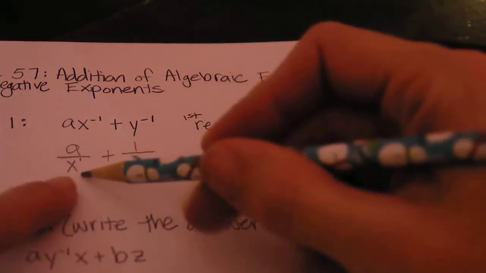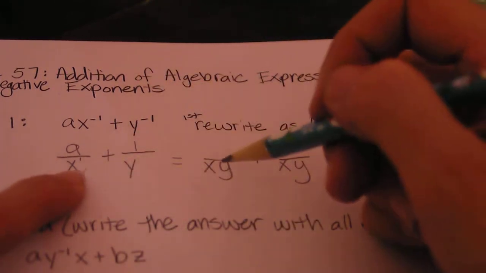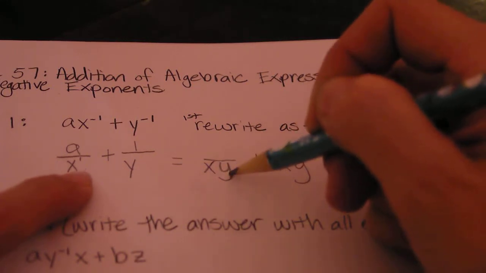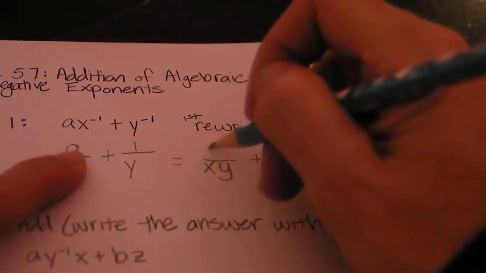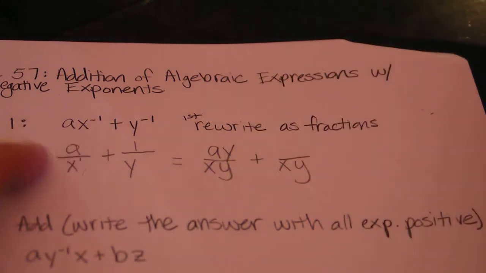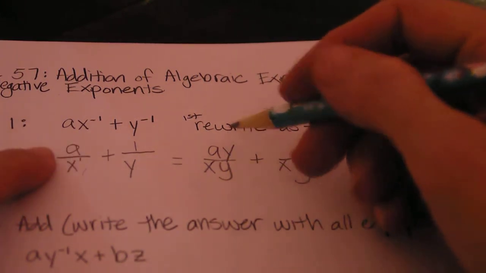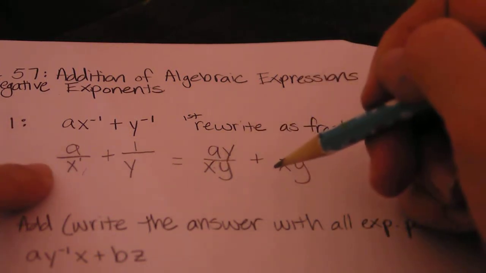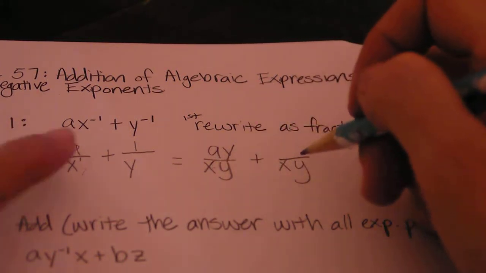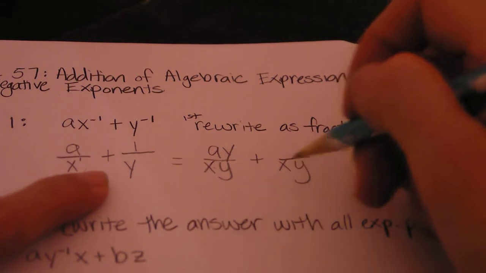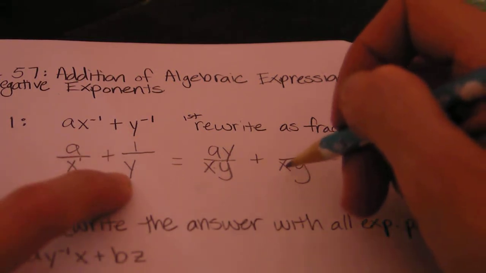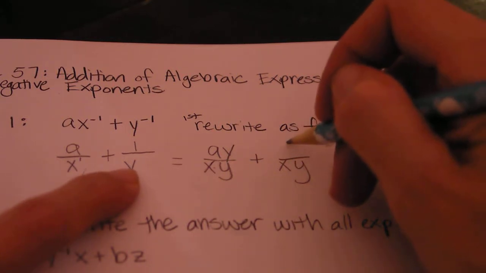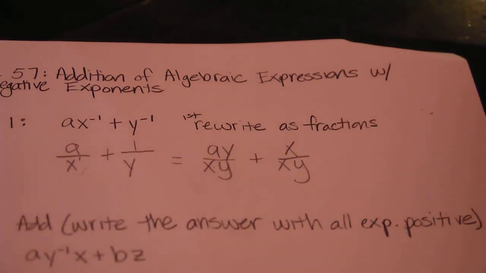So we look at a over x. What did x have to multiply to be xy? It had to multiply by a y. So we have to multiply the top by a y too. As you notice, if we reduced or simplified this, it would be back to a over x, so it means we did it correctly. Then what did we multiply y by to get xy? Well, an x. So then we need to multiply the top by an x, 1 times x.